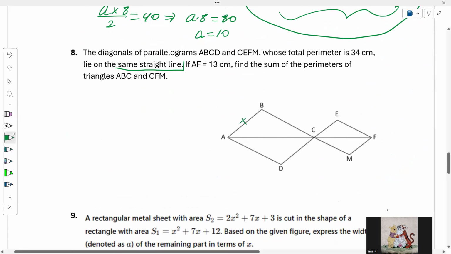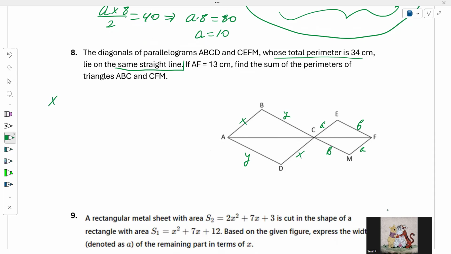In a parallelogram, you know the opposite sides are equal, right? Let's label them x, y, and y. And a and a, the opposite sides are equal, b and b. All right. So if you do this and write that the total perimeter of the parallelograms is 34.